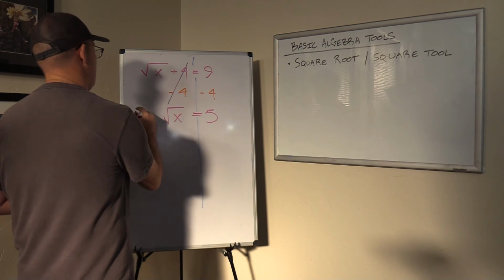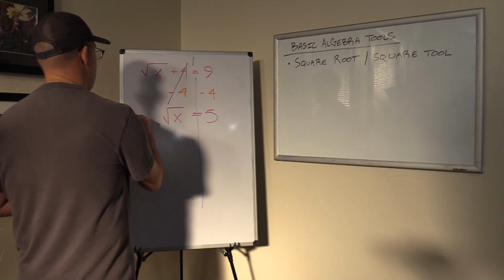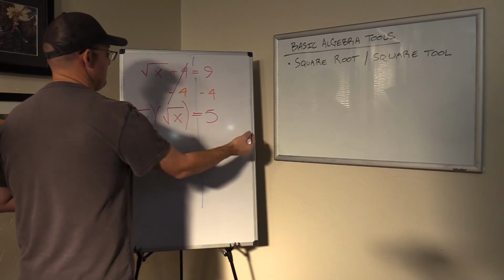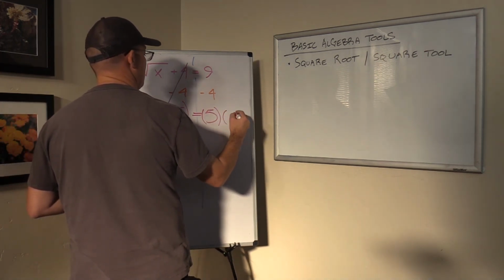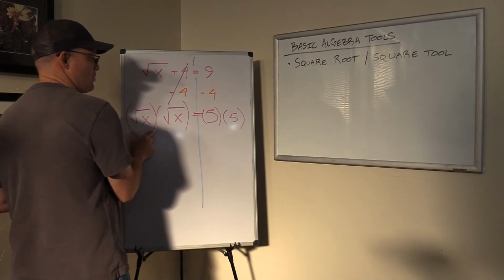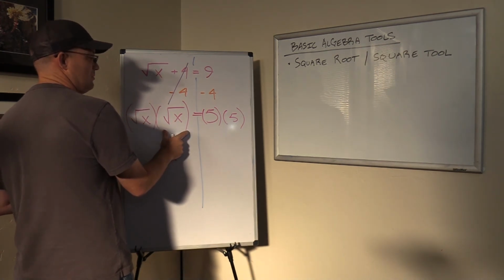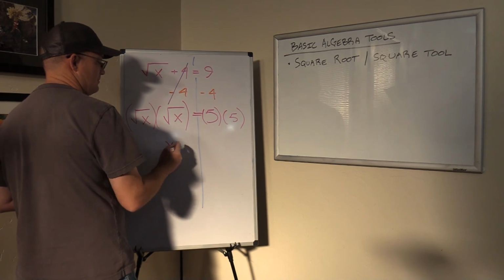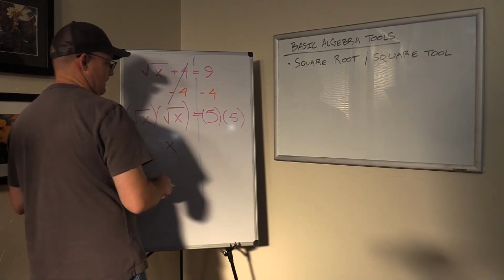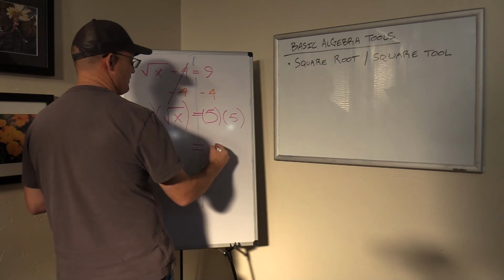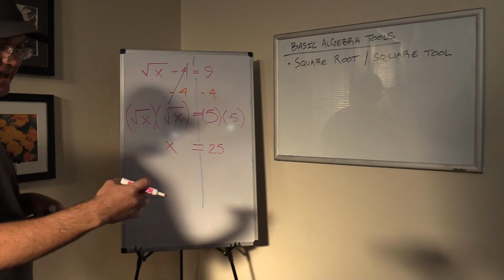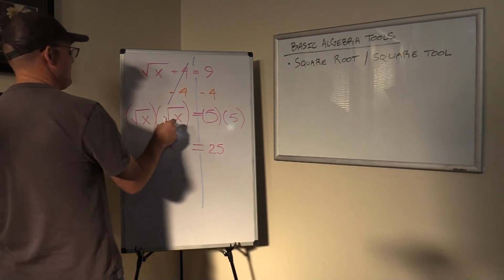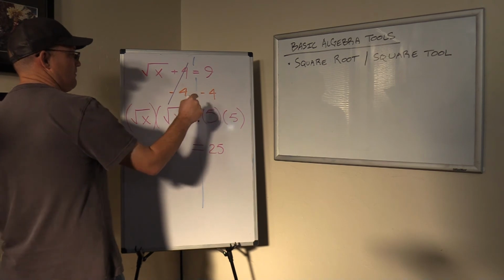So we're going to say the square root of x times the square root of x. Now we want to do the same thing over here. We squared this side, we got to square this side, equals 5 times 5. When we take a square root times a square root, we get the number itself. We get x equals 5 times 5 equals 25. That's how the square tool works. You multiply both sides of the equation by that side of the equation. So square root of x times the square root of x equals x. 5 times 5 equals 25.